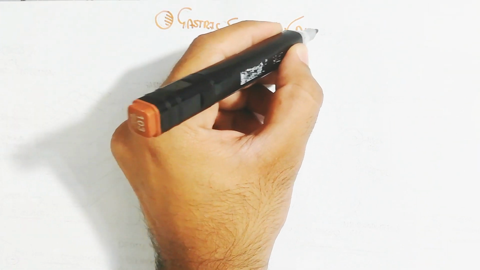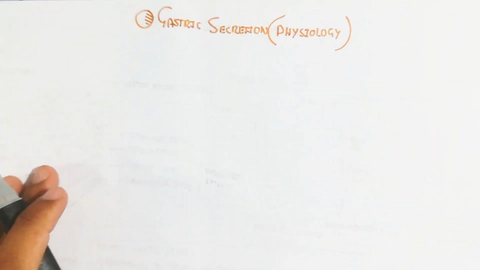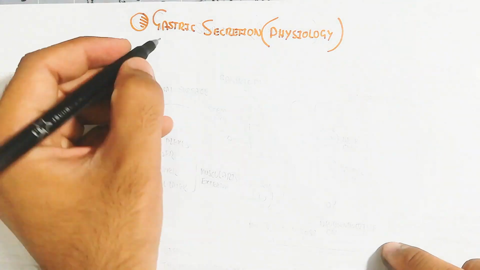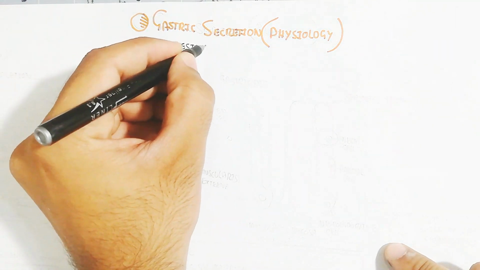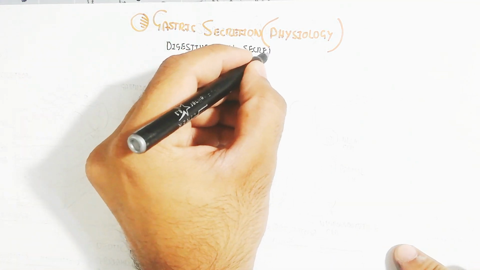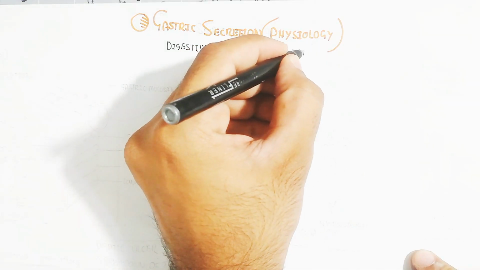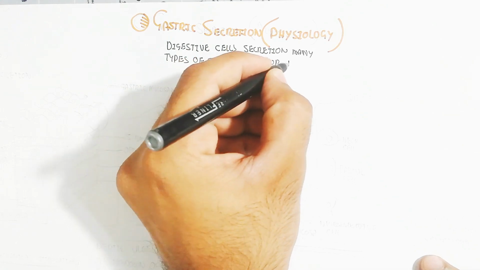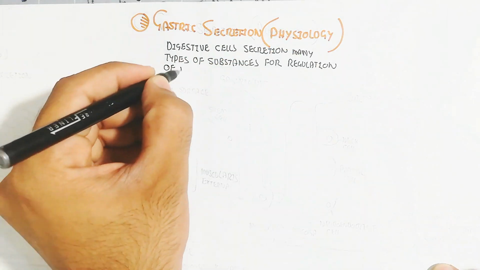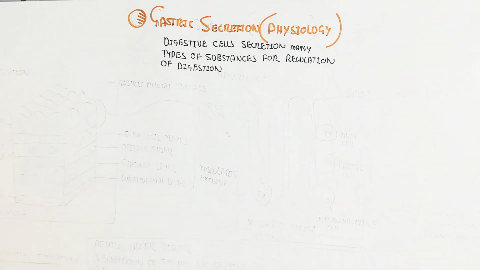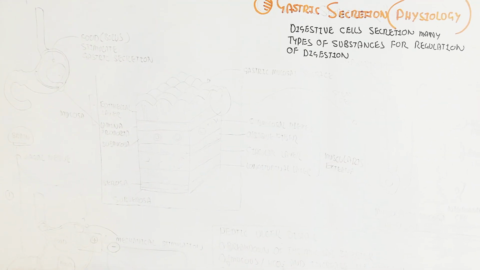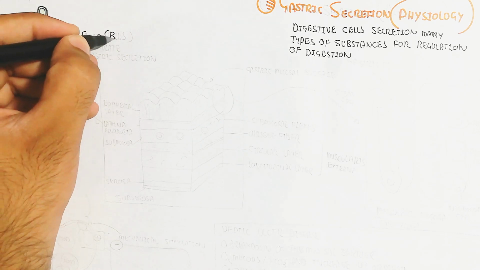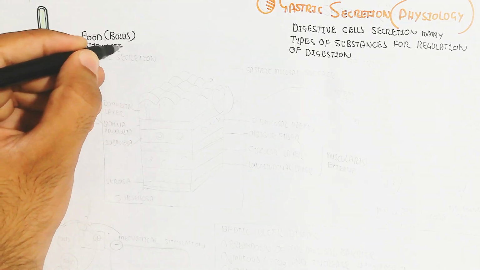In this video, we will understand the physiology of gastric secretion. So, what is gastric secretion? Let's understand all of that. The digestive cells secrete many types of substances for the regulation of digestion. Our complex food is converted into simple food for absorption into the blood circulatory system for assimilation. Digestion leads to assimilation of food as simpler molecules like amino acids and glucose.